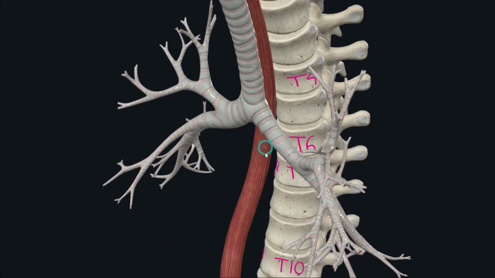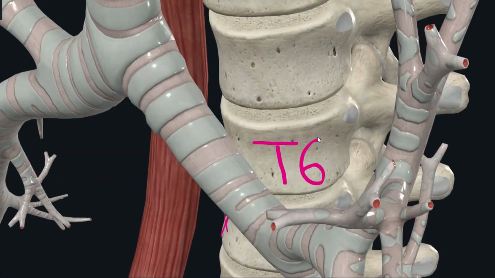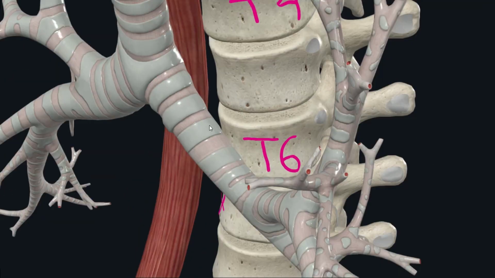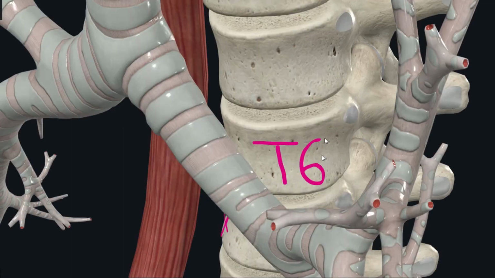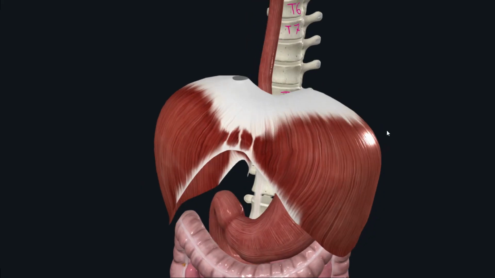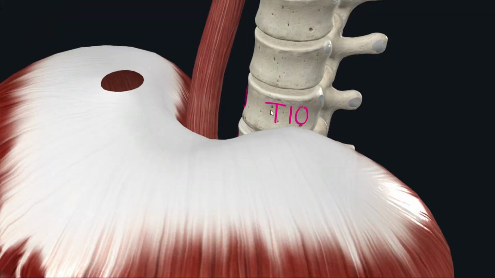The third constriction is crossed by the left principal bronchus at the level of the 6th thoracic vertebra, and it is about 27.5 centimeter or 11 inches away from the incisor teeth. And here you can see the left principal bronchus, and this is the 6th thoracic vertebra, and you can see the constriction here.